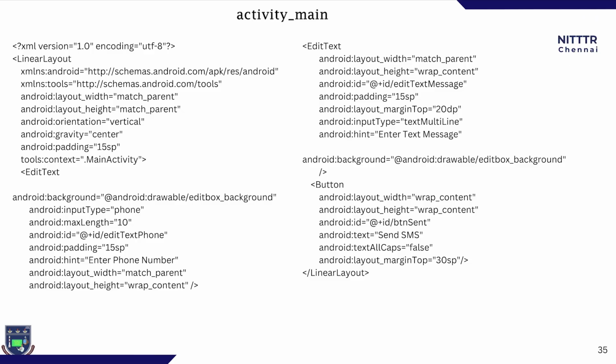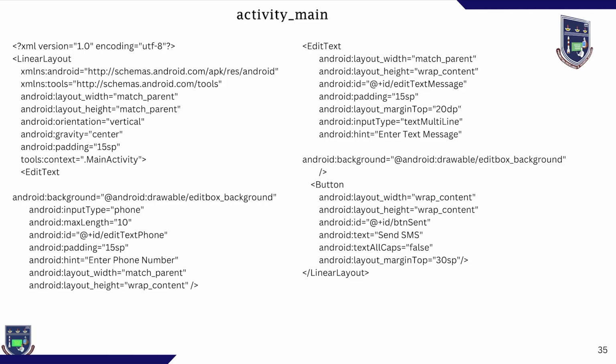So notice that the Android input type is equal to text multi-line. This will allow multiple lines of text, so the user can write a longer SMS also. Again, the helpful hint text is added: enter text message. So finally, we have a button. This button is labeled Send SMS.